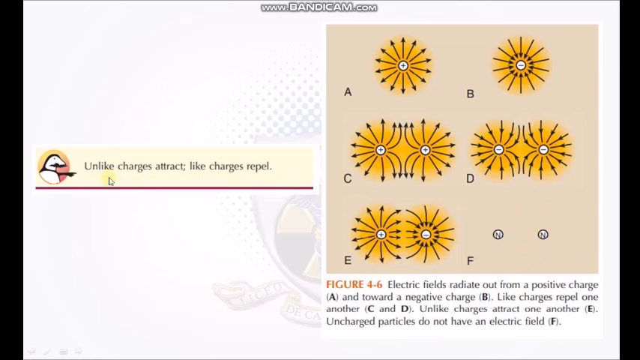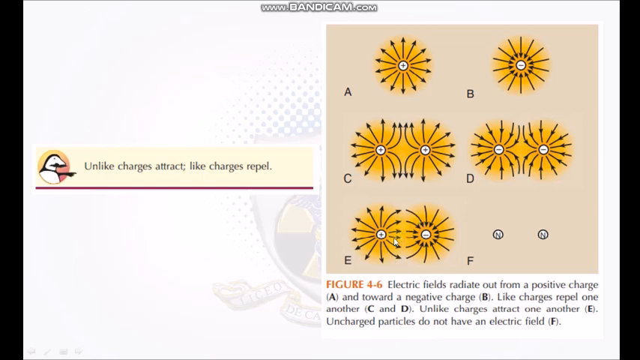Again, unlike charges attract, like charges will repel. If you have two positives, we follow this rule: like charges will repel. If you have two negatives, again, like charges will repel. If you have a positive and a negative, then unlike charges will attract.